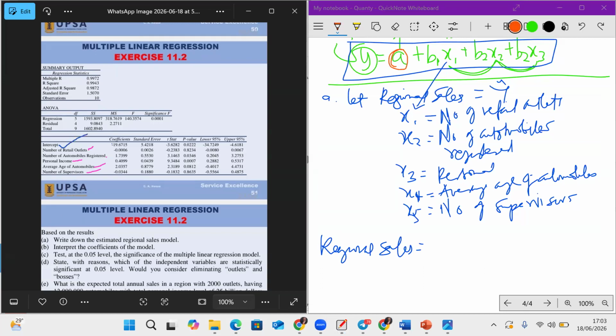So what is the intercept? Is it negative? Yes. Negative 19.6715. Then we go to B1. B1 here is the coefficients. So the coefficients you are seeing there are B1, B2, B3. Is the coefficient for the next item positive or negative? The next, X1, is number of retail outlets. Is it positive or negative?